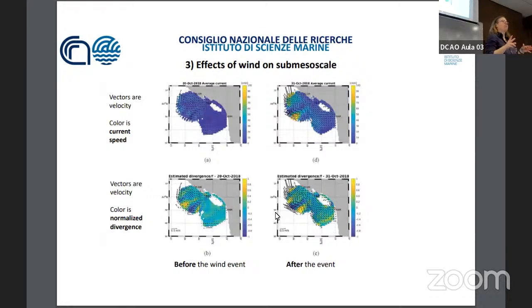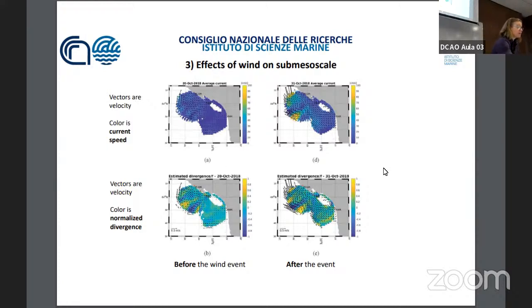Now we switch to the wind effect on the submesoscale variability. This first example is based on kinematic properties estimated in a Eulerian way in a HF radar velocity field. On the left, we have the images of the current speed and the kinematic properties estimates before a specific wind event, a very extreme wind event that occurred in October 2018. And on the right, we have the same property estimated after the wind event.